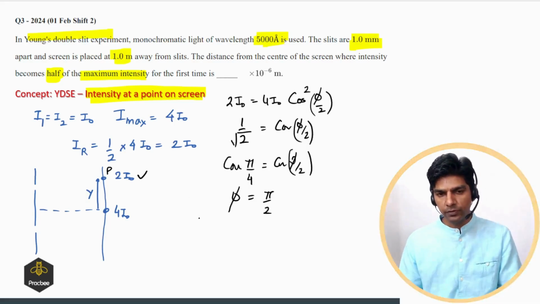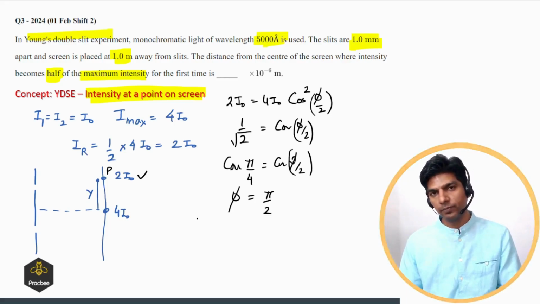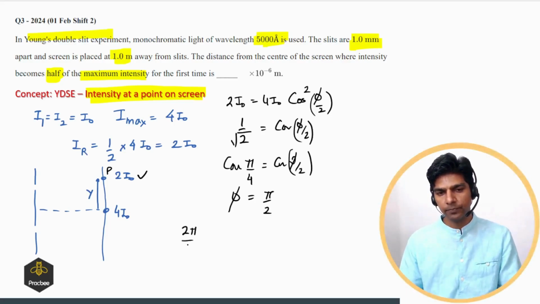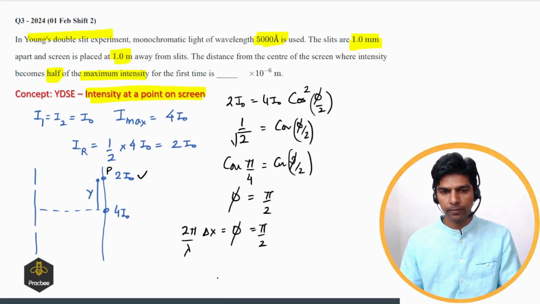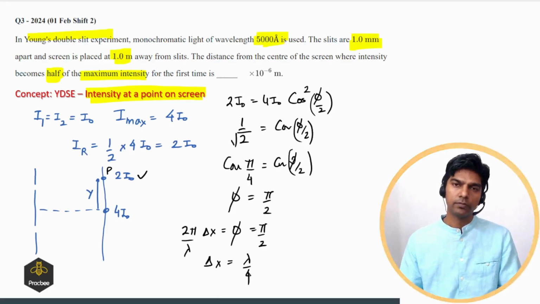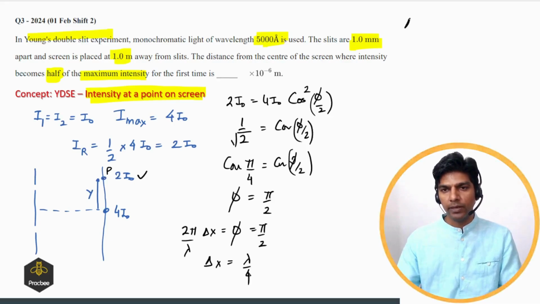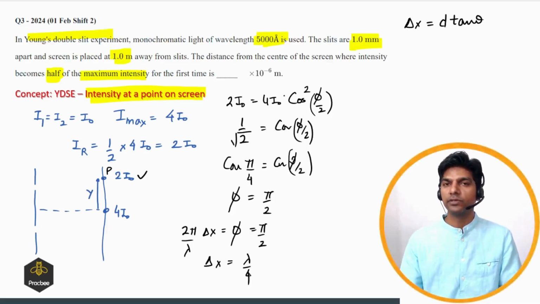Now we know the phase difference. By using phase difference we can find path length difference, because 2 pi by lambda times delta x is phi, and phi is given as pi by 2. So delta x comes out to be lambda by 4. So we got the path length difference, and we know that at a particular point P, the path length difference will be d tan theta if both the assumptions are valid.